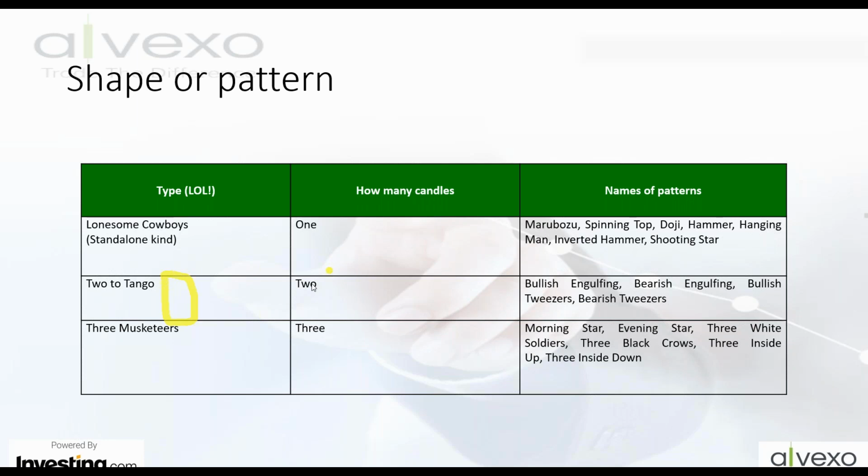So we've talked about the singles. Now this chart that's up here, I didn't come up with it. I think I got it off of Daily Forex or somewhere like that. Now, I only call them singles, doubles, and triples. Here they've given some cutie names like Lonesome Cowboys, 2 for Tango, 3 Musketeers, but it's 1 candle, 2 candle, and 3 candle patterns. We've talked about the Marabuzu, the spinning top, the doji, the hammer, the hanging man.